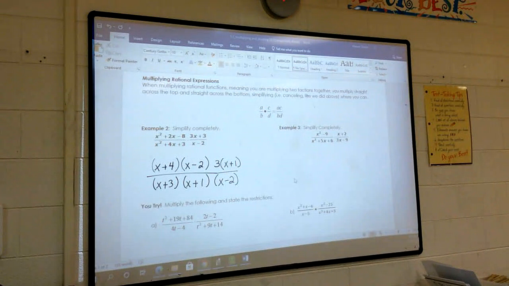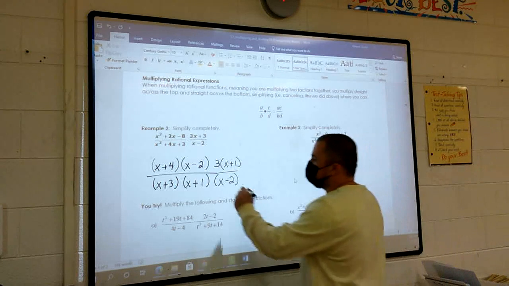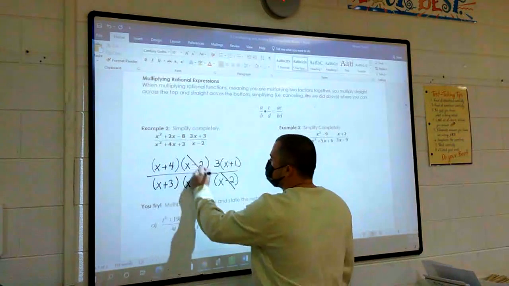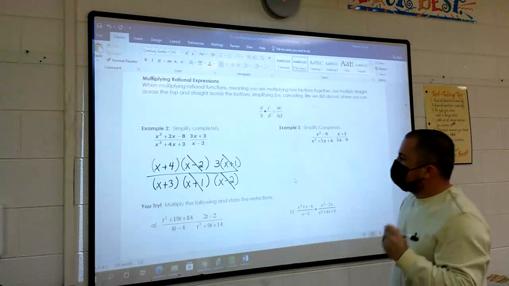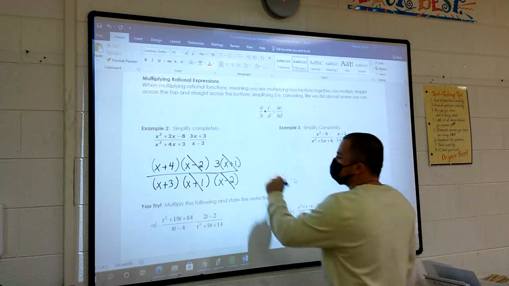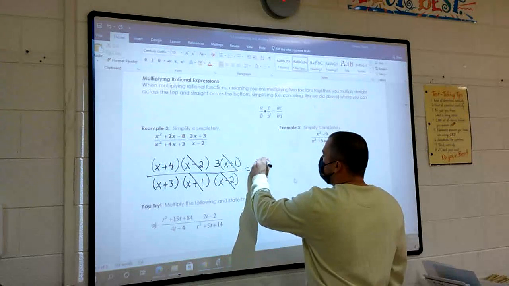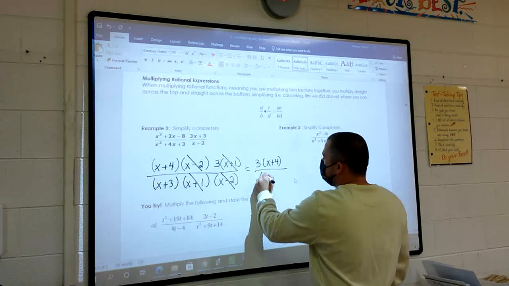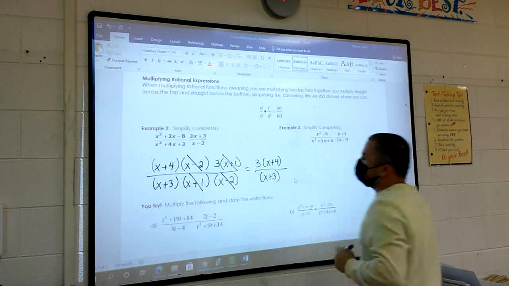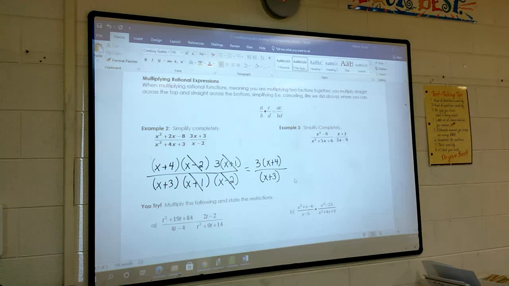It's very important to be able to do that. So you have factored the top left, the bottom left. You took out the GCF in the top right, and then the bottom right was already set. So now you are able to just cancel out like terms like we did earlier. So x minus 2's will go away, and the x plus 1's will go away, and we'll write what's left. What's left is 3 over 3 times x plus 4 over x plus 3. That's your final answer in example number 2.